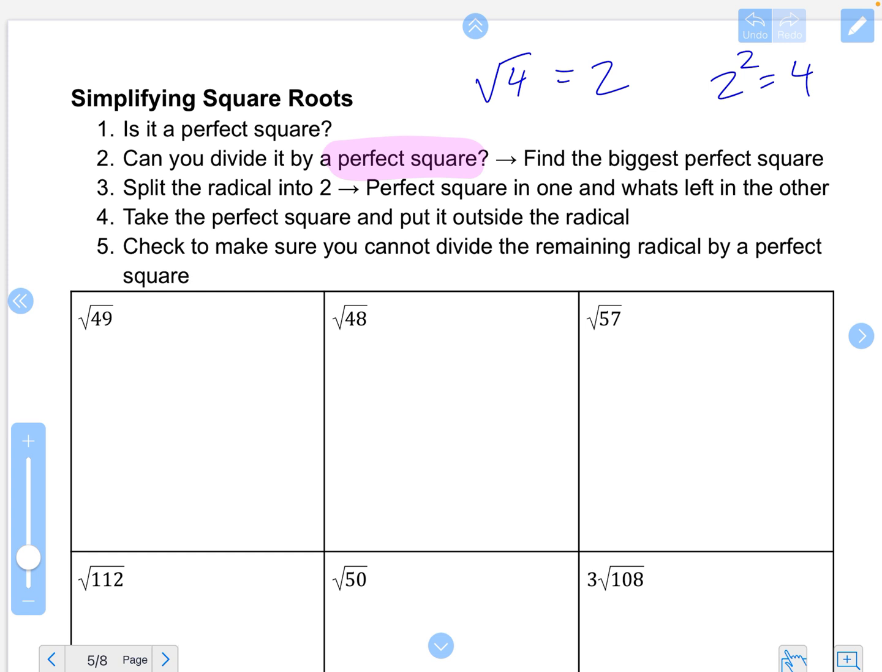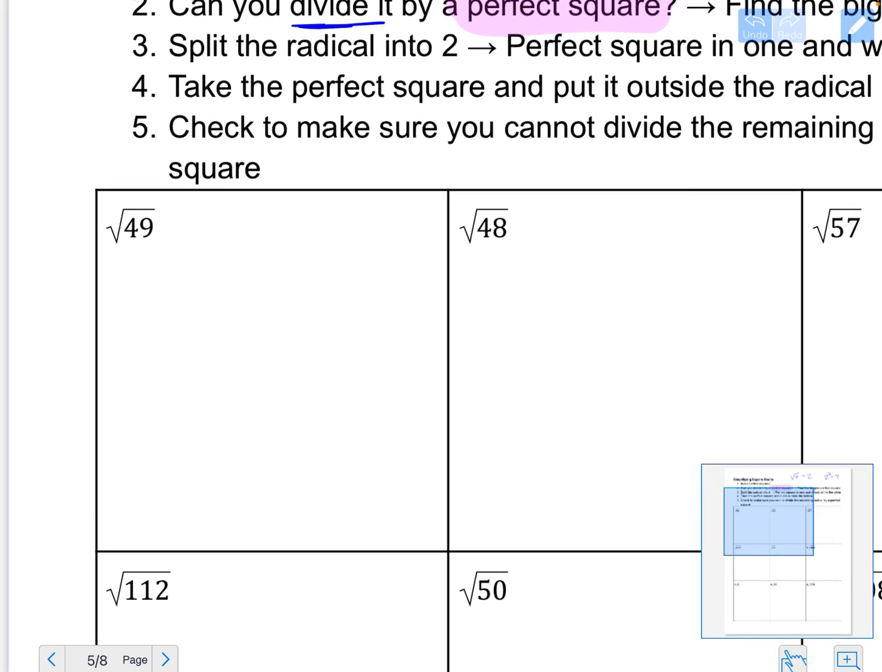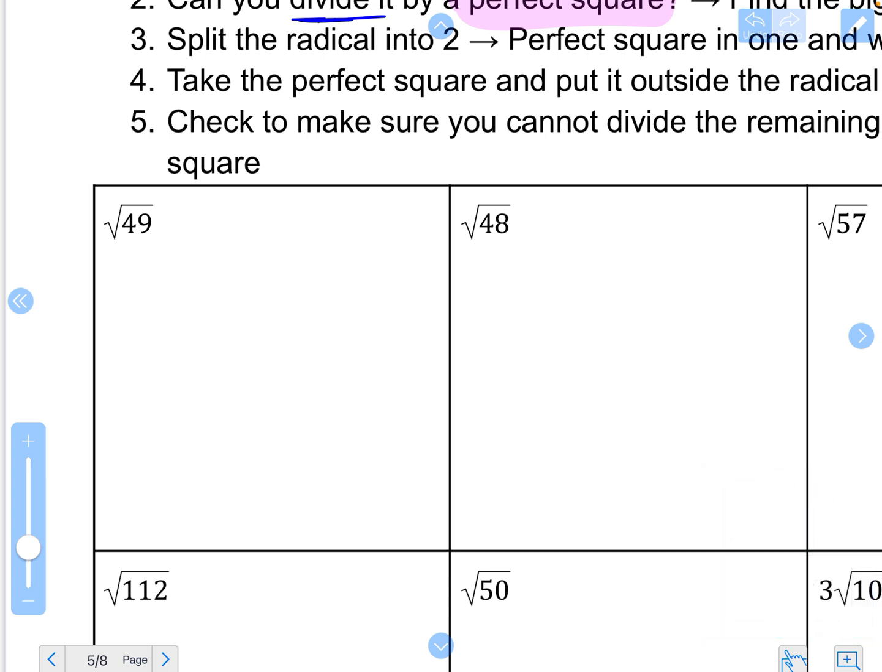So we're going to look for perfect squares. If it's a perfect square, we're good to go. Then we're going to see if we can divide it by those perfect squares. So square root of 49, if I look at my list on the other page, I know the square root of 49 is 7. And so my answer is simply going to be 7. Sometimes we get that lucky.